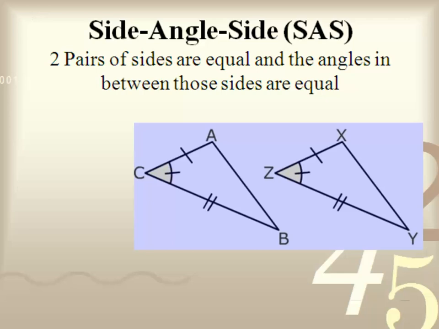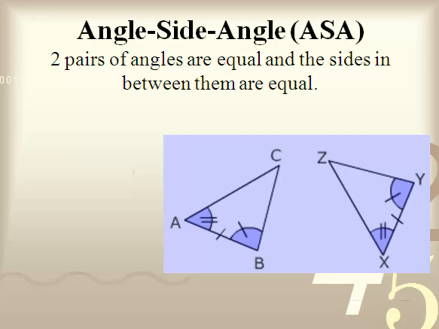The next way we can prove that triangles are congruent is with side, angle, side. That means that we have 2 pairs of sides that are equal, and the angles in between those sides are also equal. A lot of books will refer to these as included angles. By included angles, I mean the 2 that are touching both of the sides that have the given mark or the given measurement. In the picture here, it would not be enough if we only knew that angle B and angle Y were congruent instead of angle C and angle Z. Once again, the angles have to be in between the 2 sides that are marked equal.